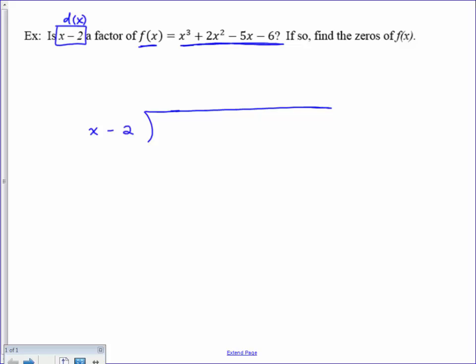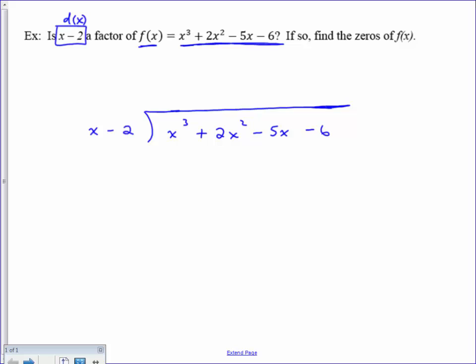Notice there as well we are not missing any powers of x. We have an x to the third power, a 2x squared, a minus 5x to the understood first, and then a constant. It is important that you have all your powers. If you don't, we have to put what we call placeholders. I will show you on a later example what to do if you're missing powers.